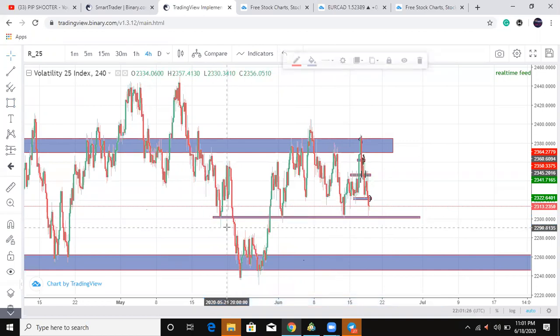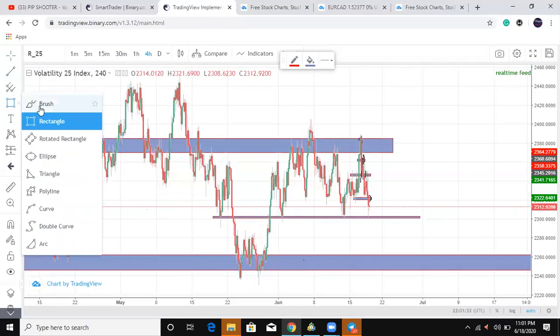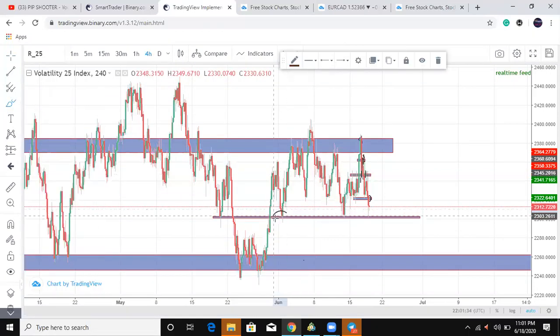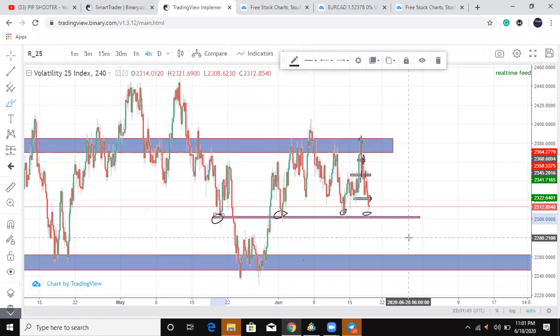The market has tested that zone about 4 times right now. Market tested that zone 4 times. This is the one, this is the second, and this is the third one over here. The next one is here. So the market really respected that zone, making it a very, very strong support.